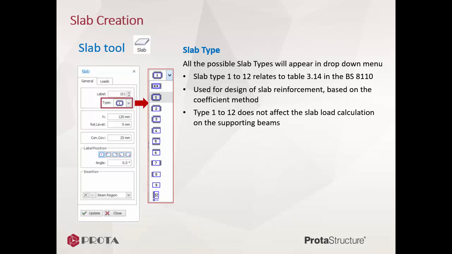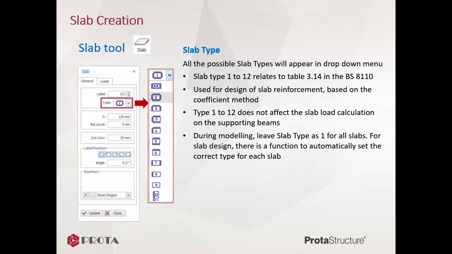Types 1 to 12 do not affect the slab load calculation on the supporting beams. So, don't bother about this during modeling, and leave it as default type 1 for all slabs. There is a function to automatically set the correct type for each slab, if you wish to use this moment coefficient method to design the slab later.